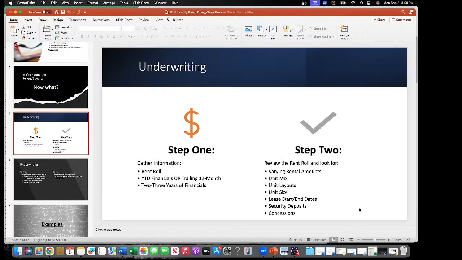So when you're underwriting multifamily, there's a lot of ways to do this, but the first step you need to do in underwriting multifamily is you have to get information. You have to be able to look at the past to look towards the future. So the first step when you're underwriting a duplex, a fourplex, all the way up to a 1,000 unit complex is you have to get information.